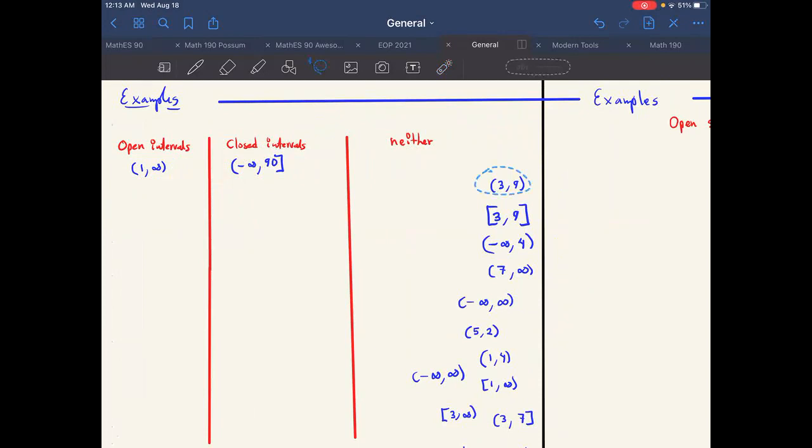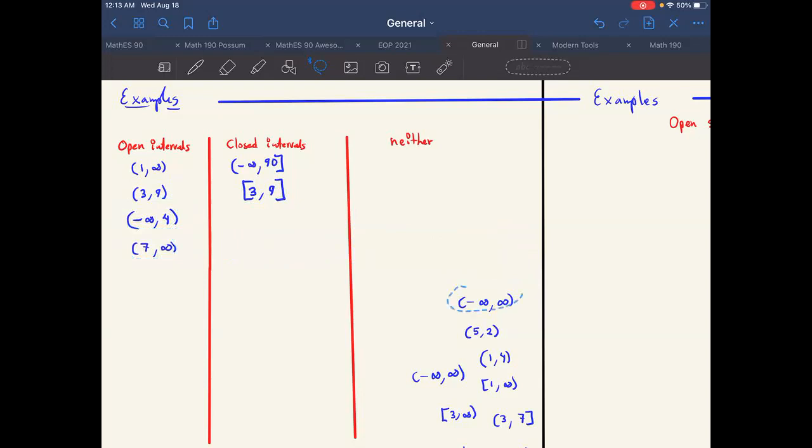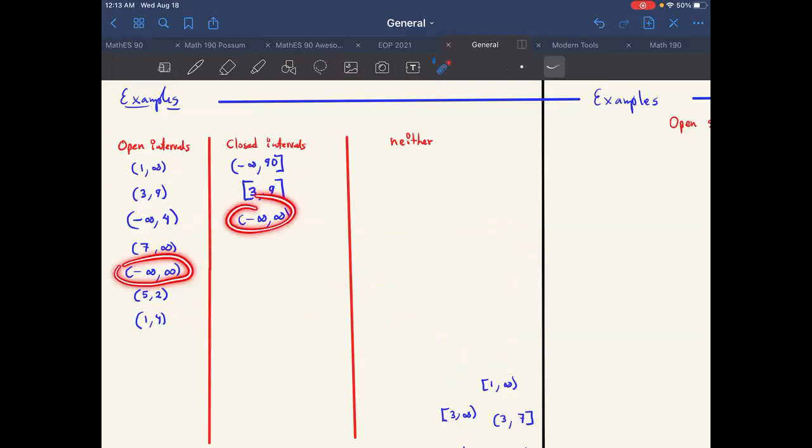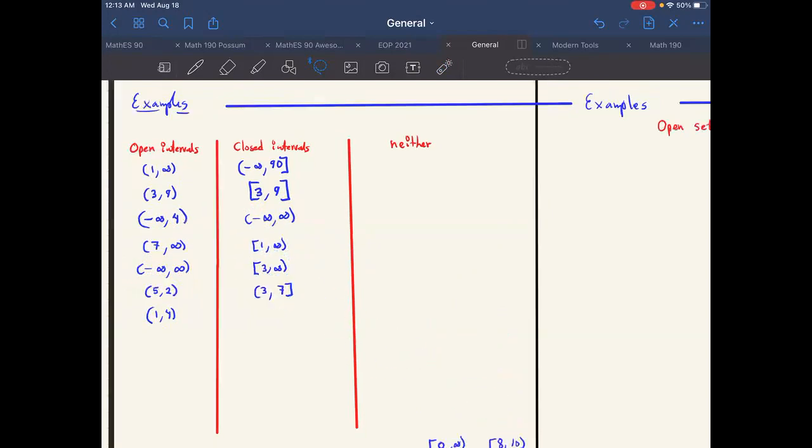How about that one? That'll be an open interval. And this one, a closed interval. Wait, you said that it's open. Yep, it's both open and closed. What about this? This is a closed interval. This is a closed interval. This is a closed interval. Do we have more? Yep.